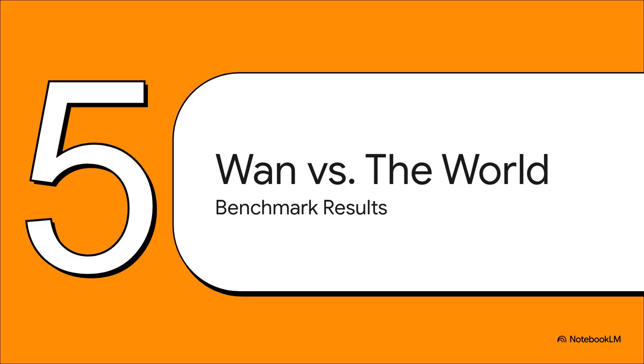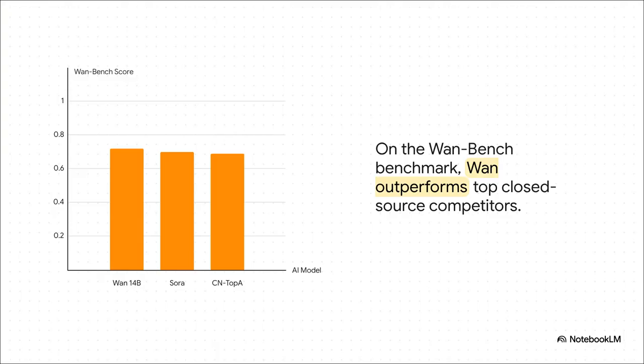Okay, so you've got the best fuel and a supercharged engine. The big question is, how does Wan actually perform when you put it up against the competition? Now check this out. This chart is taken straight from Figure 1 in the paper, and this is where things get really interesting. They created their own benchmark to test these models, and look at the results. Wan's model actually scores a 0.72, which is just edging out top-tier closed-source models like Sora. Yeah, you heard that right.